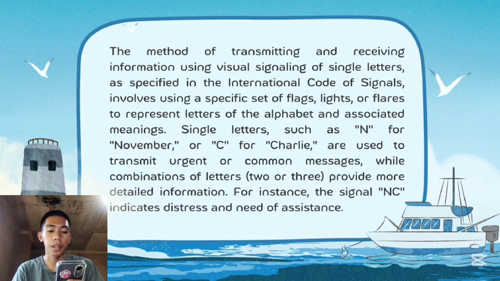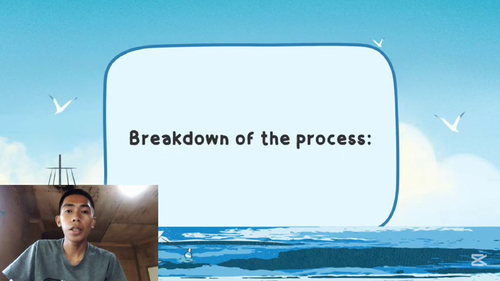and associated meanings. Single letters such as N for November, C for Charlie are used to transmit urgent or common messages, while combinations of 2 or 3 letters provide more detailed information. For instance, the signal NC indicates distress and need of assistance. Here's a breakdown of the process.